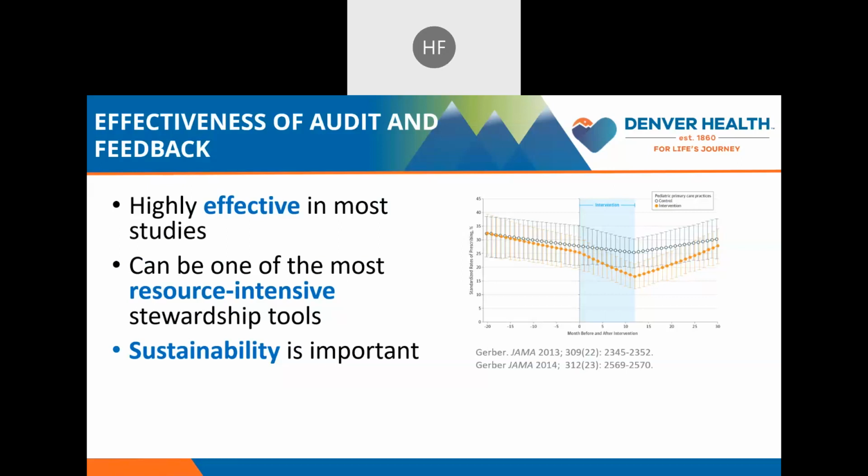This was a study that was done by Jeff Gerber and his team at CHOP, and you can see they implemented an intervention that included audit and feedback and saw a tremendous reduction in unnecessary prescribing. And then upon stopping audit and feedback, you can see prescribing rates went back to normal. So we know that we can't just implement audit and feedback systems for a period of time, but we really need to think about how we sustain feedback to providers over a long period of time.